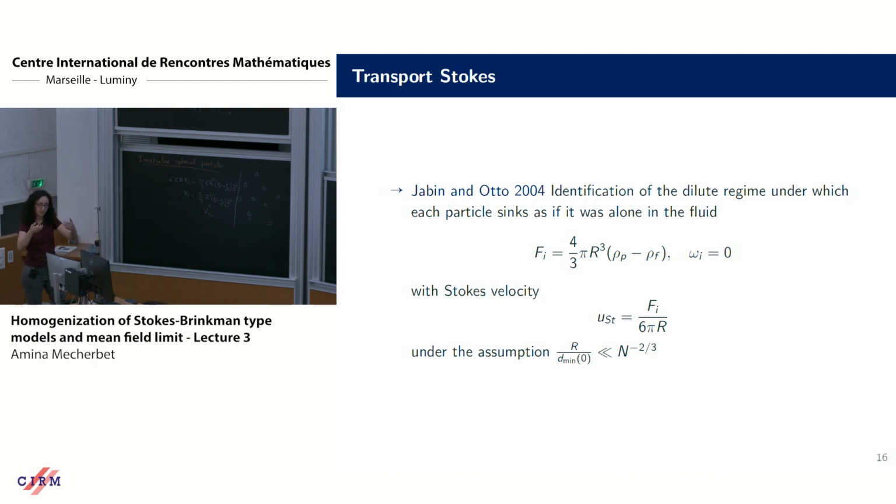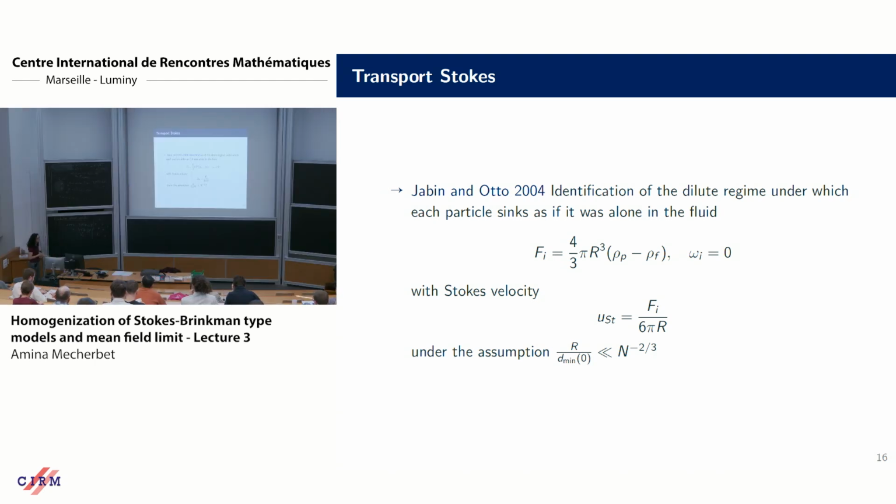So each one sediments in the fluid as if it was alone, and they propagate a minimal distance. So they identify the dilution regime, which is this one. This is the condition on the minimal distance which is propagated inside. Okay, so this was the first result. And in this setting, they neglect the inertia. So we neglect somehow the presence of the inertia and the angular velocities in the system.